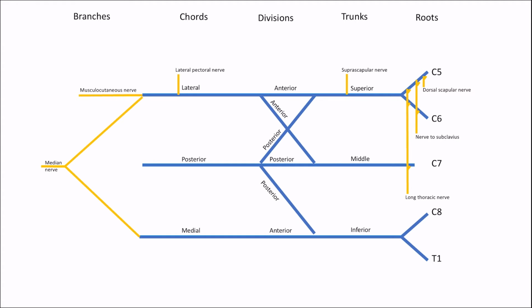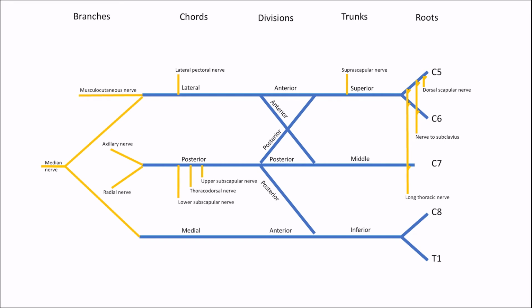The branches from the posterior cord are the upper subscapular nerve, your thoracodorsal nerve, and your lower subscapular nerve, as well as your axillary nerve and your radial nerve. Your upper subscapular and lower subscapular nerves supply subscapularis. Your thoracodorsal nerve supplies latissimus dorsi. Your axillary nerve will go to supply your deltoid muscle, and your radial nerve will supply mostly the muscles in the posterior compartment of the arm and the forearm.